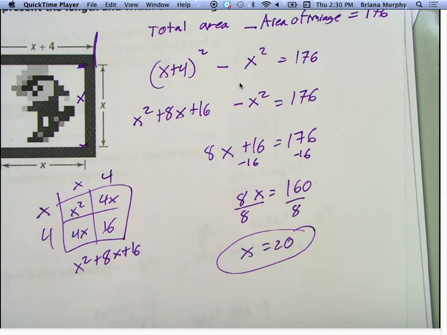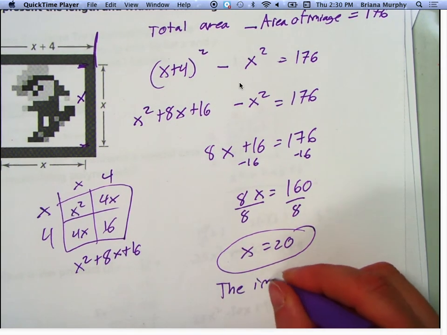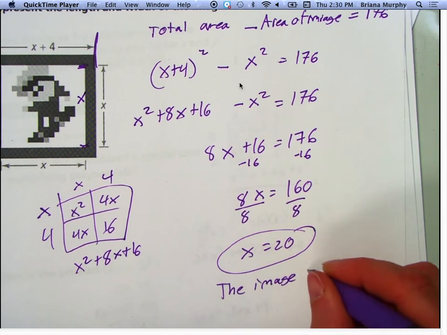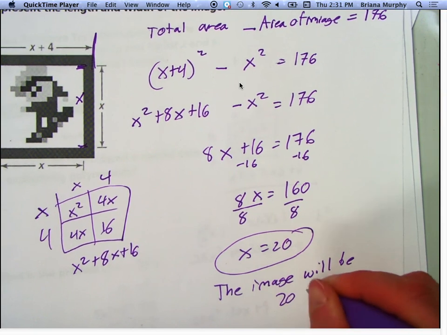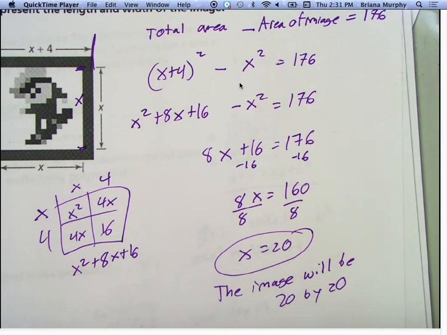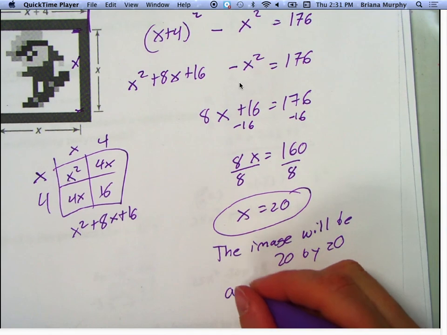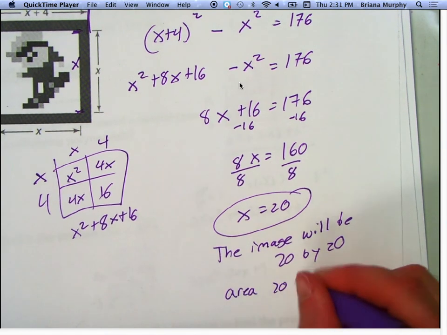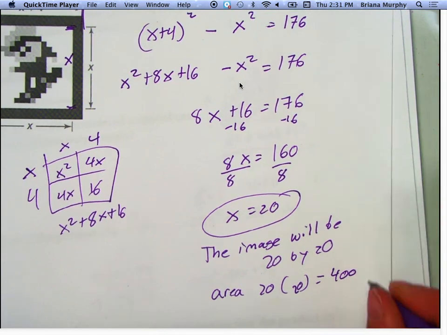The image will be 20 by 20. So the total area of the image will be 20 times 20, which is 400 square pixels.